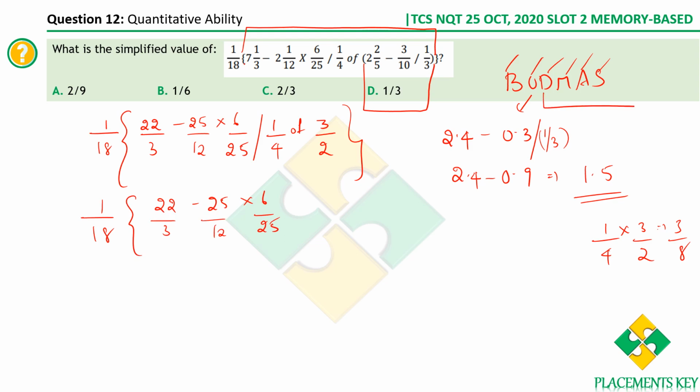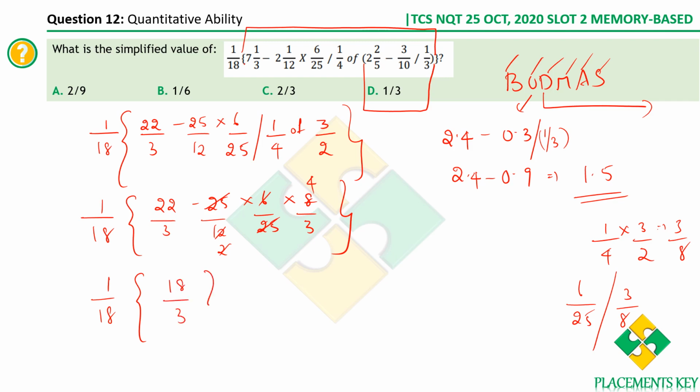We know that division takes precedence again. So I'm just writing here 6 by 25 divided by 3 by 8. Whenever we divide, we'll just write the reverse of it, right? So 6 by 25 into 8 by 3. I'm writing the value directly. Now it's all easy to simplify. See, 25 and 25 are gone. What else? 6 and 3, 6 1 6 2s, that is gone. 2 1s 2 4s, 8 gets cancelled. So effectively what do we get? 1 by 18 into 22 by 3 minus 4 by 3, which we get as 18 by 3. 1 by 18 into 18 by 3. So 18 and 18 cancel. So effectively we get the value as 1 by 3.